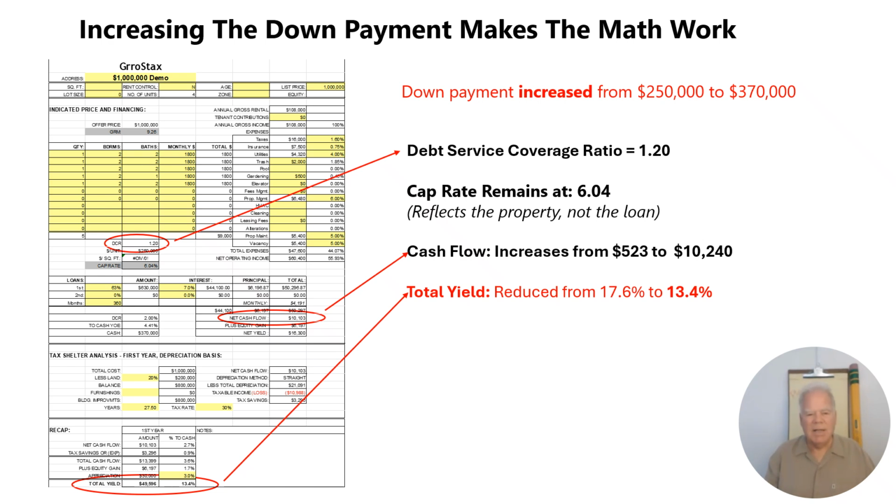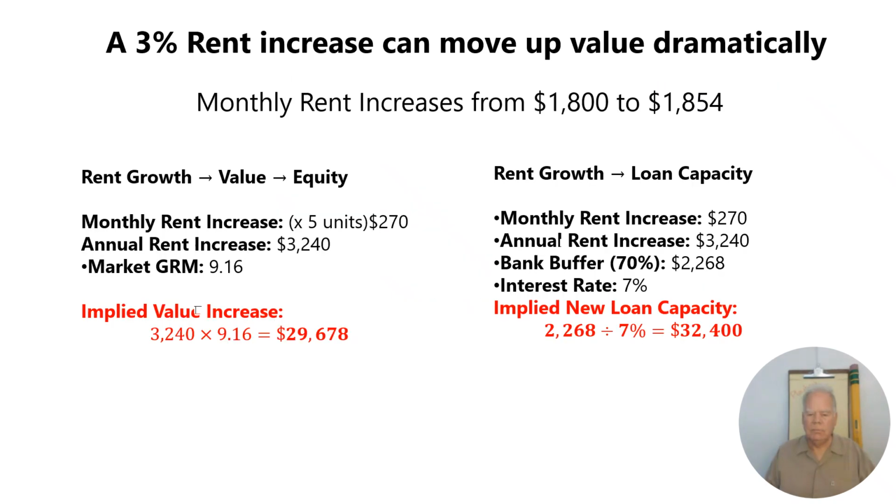The building itself earns the same amount, but the cash flow increases because the loan is smaller, but now the leverage decreases. And that shows up in the total yield. It falls from 17.6 to 13.4. The deal is safer, but it's less efficient, and that's the trade-off. Higher down payments reduce the risk, but they also reduce the leverage and the overall return. And this is why we need to compare the structure instead of just chasing one single number.